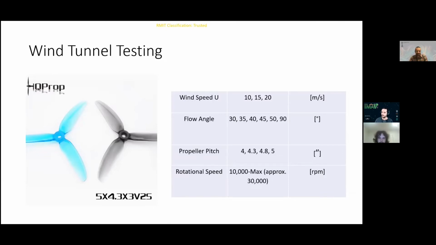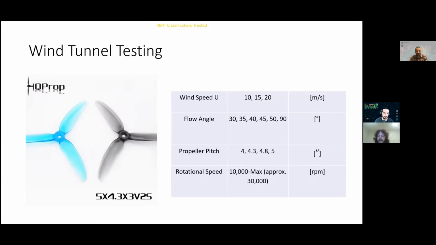pitch for each one. The wind speeds that were tested and the flow angles were selected as being representative of the aircraft that these propellers were selected for. So they were tested for a flow angle from 30 through to 50 in 5-degree increments, with the axial flow case left in as well for comparison. Wind speeds range from 10 to 20 meters a second, which was within the range that we expected this particular aircraft to fly.